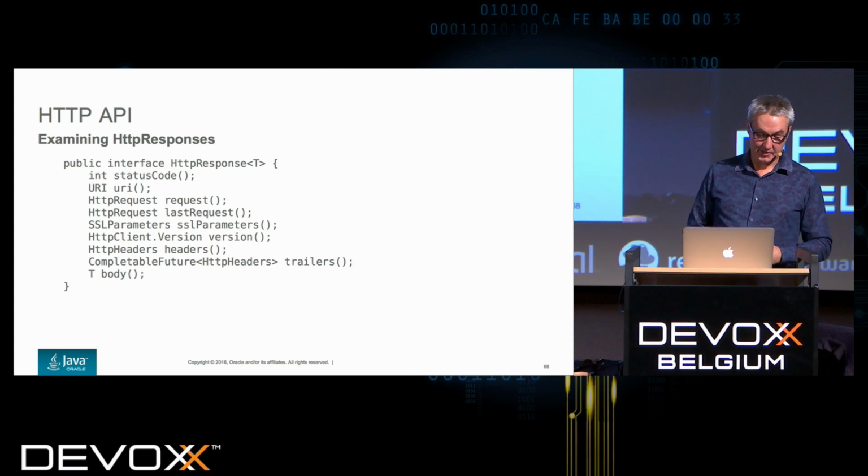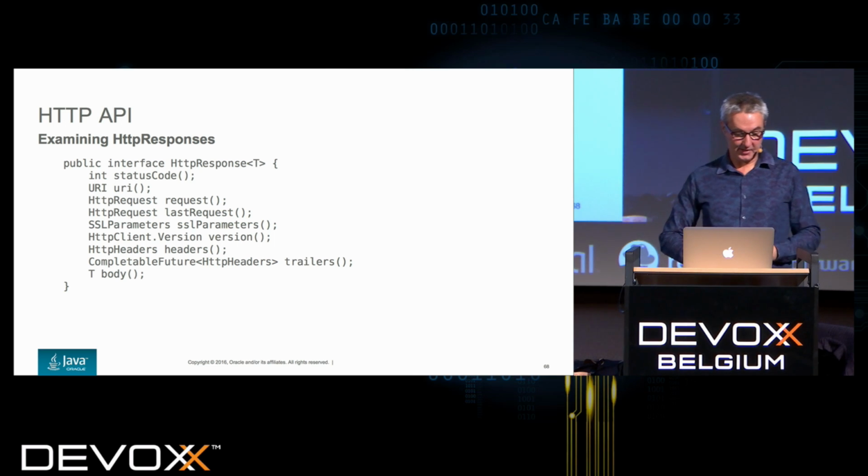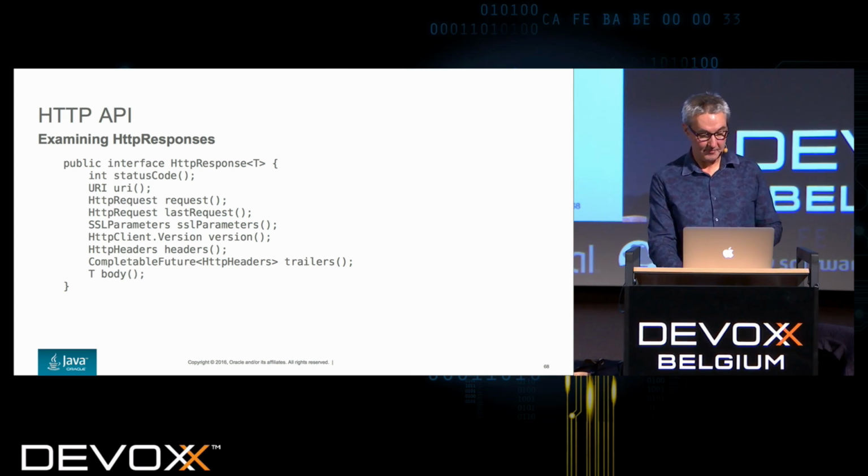And what about the HTTP response type itself? Well, these are the methods on that interface. These are the things that you can examine in a response after you've received it. You get the status code, the URI that it was received from, the request that was initially sent and associated, or that generated this response.